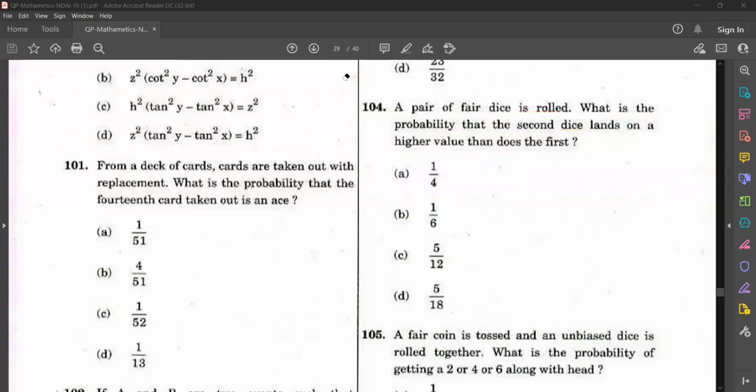What is the probability that second dice lands on a higher value than does the first? Okay, all of you try this. I want everyone to answer this and comment the answers. I'll give you 30 seconds for doing this question.